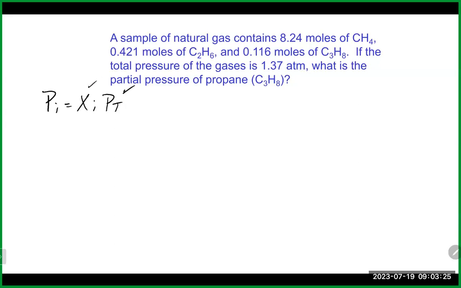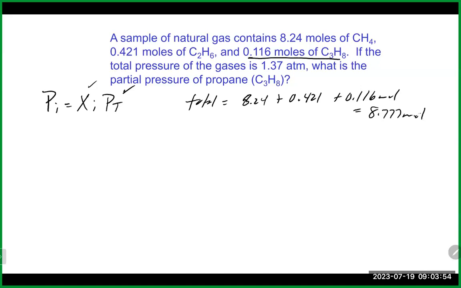We do have everybody in terms of moles, so we can figure out the total moles here by adding everybody together. So that's going to be 8.24 plus 0.421 plus 0.116 moles, and that's going to give us a total moles of, I believe, 8.777. In this case, we are interested in propane, so we'll do the mole fraction of our propane, and that would be the moles of the propane divided by the total moles.